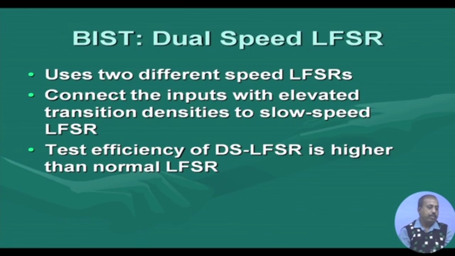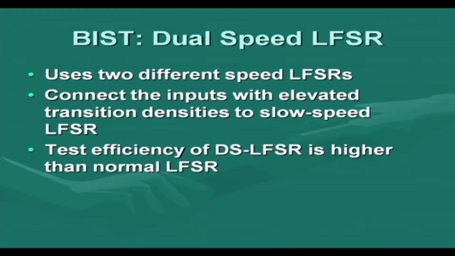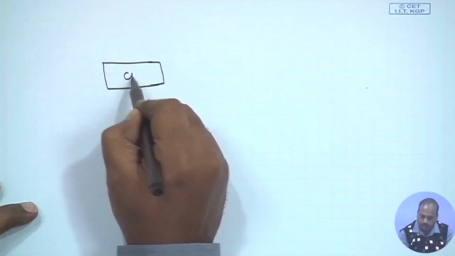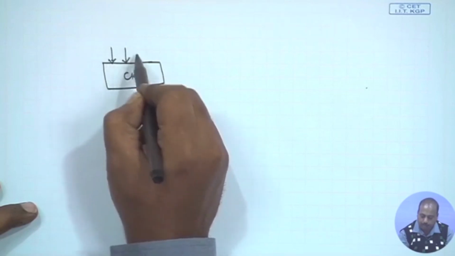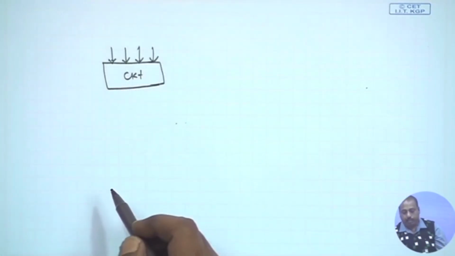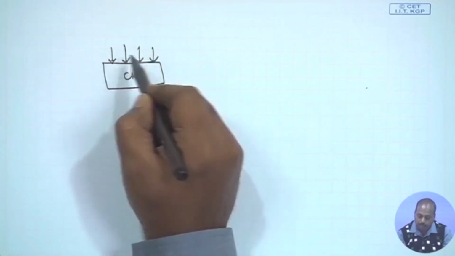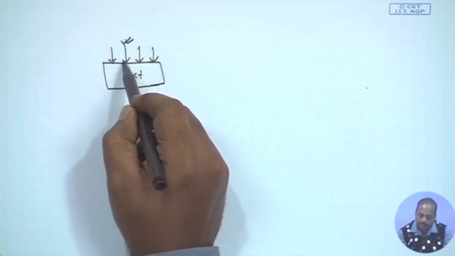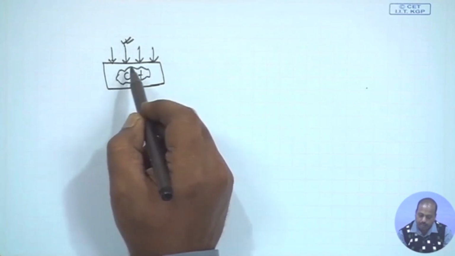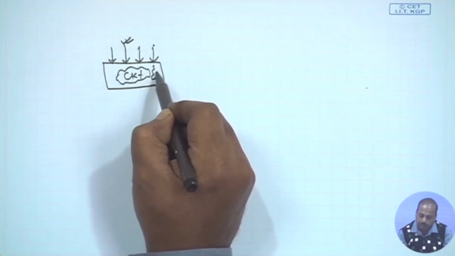We can have a dual-speed LFSR. So we have two LFSRs with different speeds: one LFSR operating at a higher speed and another operating at a lower speed. One LFSR drives the inputs with elevated transition densities, the slow-speed LFSR. If this is a circuit, not all inputs of this circuit are equally going to change and affect an equal amount of transitions in the gates. Out of these 4 inputs, if you change the value of this input, it affects a larger region of the circuit, whereas if you change this value, it affects only a small part of the circuit.